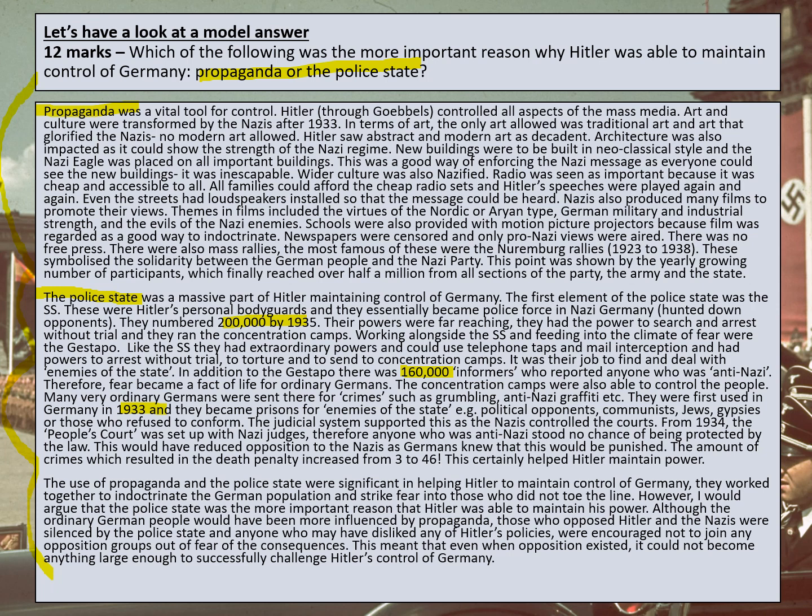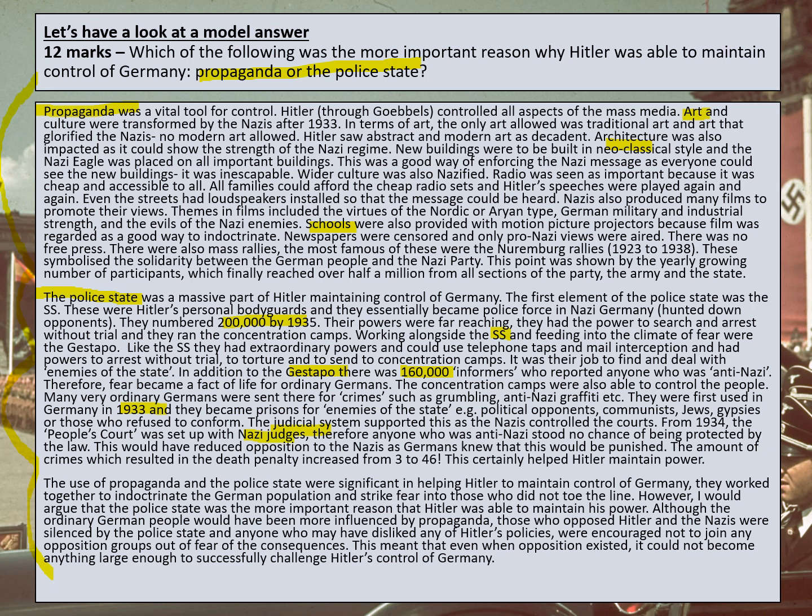For example, in paragraph 1, we're looking at things like art, architecture, film, and schools. There are lots and lots of different examples of how propaganda was embedded into German society by the Nazis. But then when we look at the police state, again, we've got lots of examples like the SS. We, of course, look at the Gestapo. We look at the police and the courts and things like that with the Nazi judges. There are lots and lots of different examples.